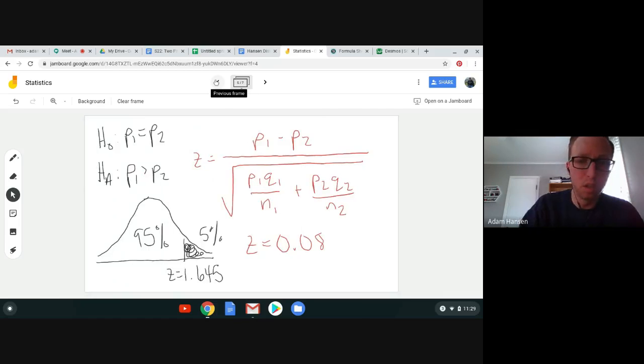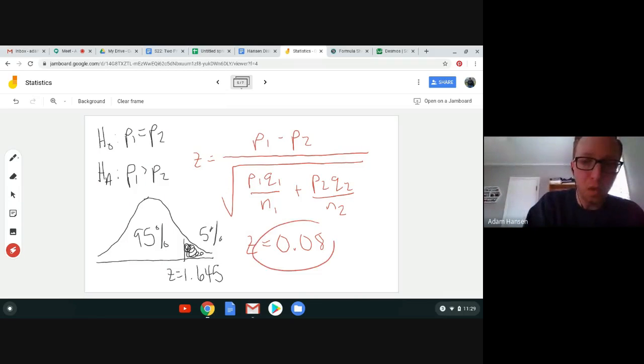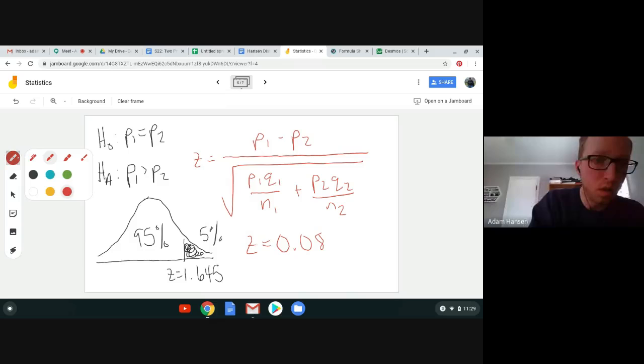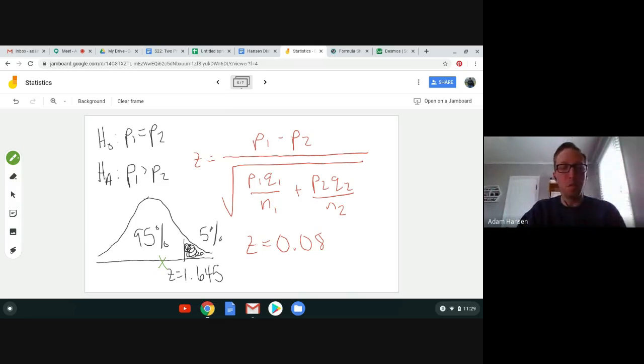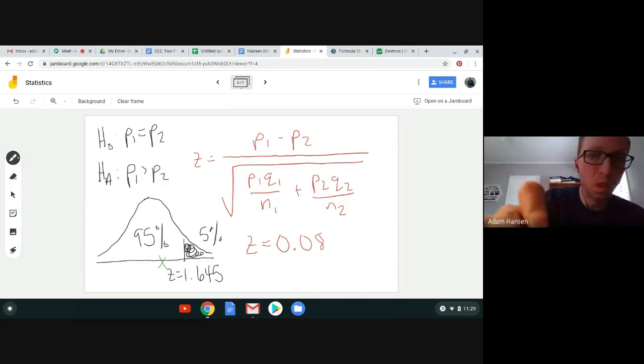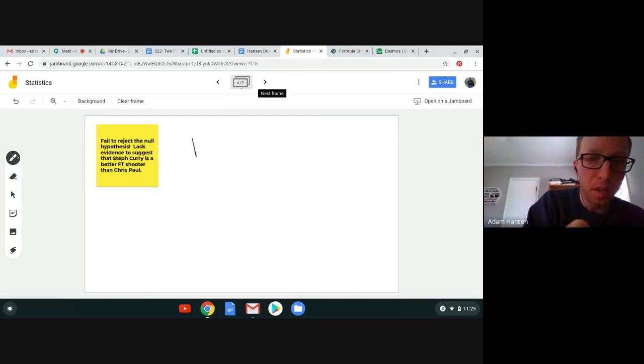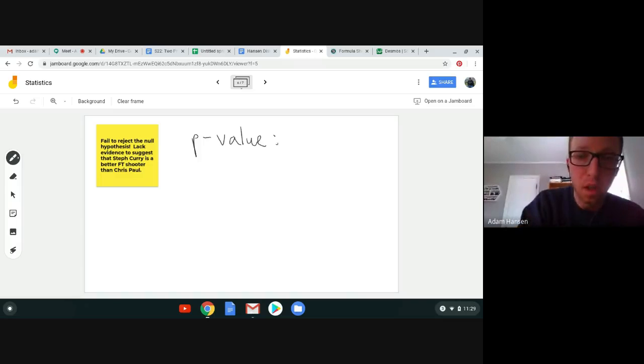Going back to here, our z-score of 0.08 was to the left of 1.645. It's not more extreme. Your last step in a hypothesis test, very important, is to calculate the probability value for your sample. So what is the chance of a z-score being greater than, more extreme than our z-score from the sample of 0.08.